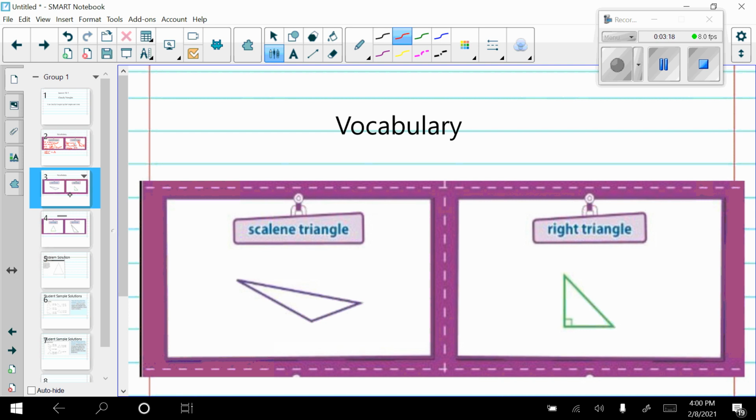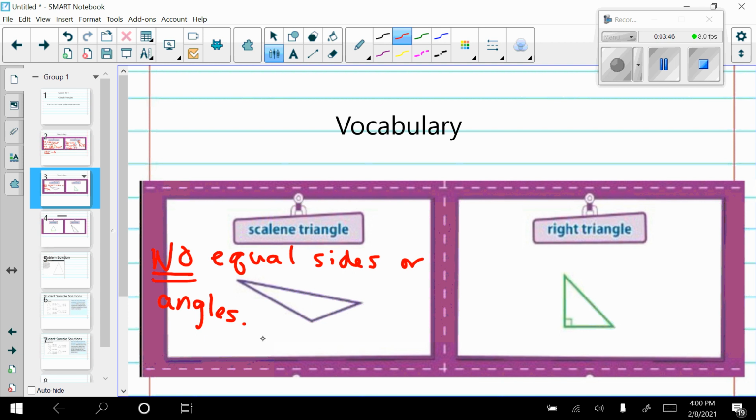On the next slide, we are going to introduce you to a scalene triangle. Now, a scalene triangle has no, 0, zip, equal sides or angles. So each side is a different length, and each angle will be a different degree.